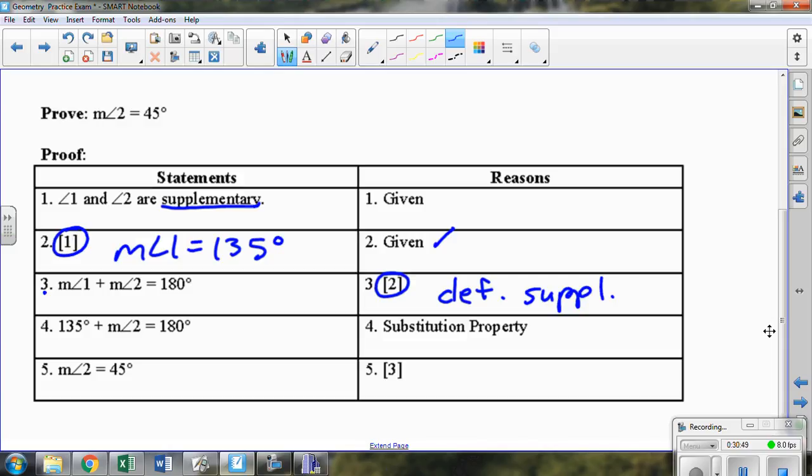Continuing down further, to go from line 4 down to line 5, we recognize what's changed. Well, to solve this equation, we would have had to subtract 135 from both sides, and 180 subtract 135 is where the 45 degrees came from. So recognizing that, we can tell that we've used the subtraction property of equality since we subtracted from both sides of the equation.